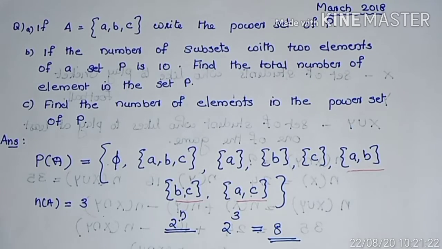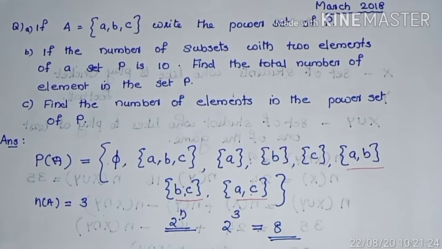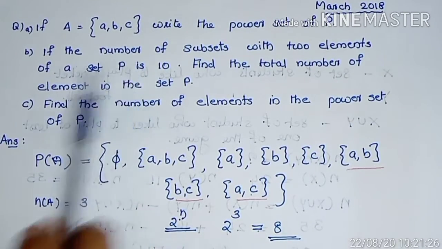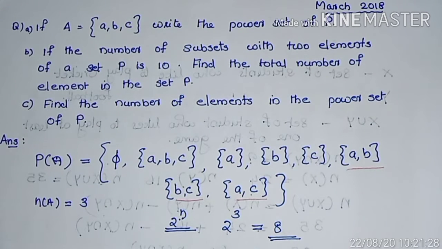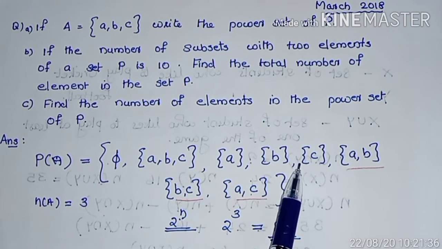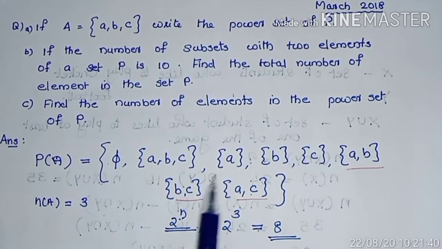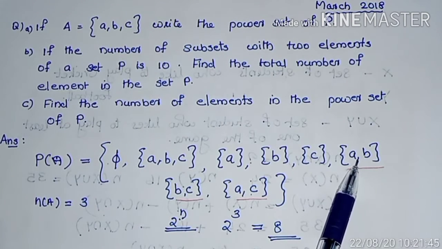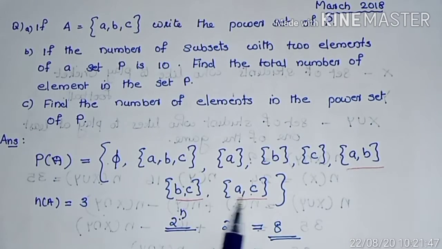For that, first look, let A be equal to the set {a, b, c}. A has how many elements? A has 3 elements. N of A is equal to 3. Then, how many subsets with 2 elements does the set A have? 1, 2, 3. Only 3 subsets have 2 elements: {a, b}, {b, c} and {a, c}.